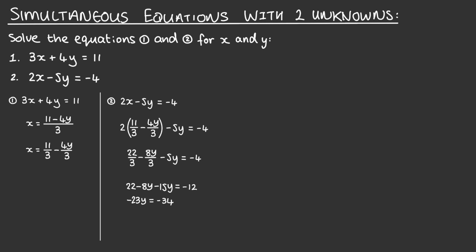But we don't want to know what the value of minus 23y is. We want to know what the value of y is. So we divide both sides by minus 23. And by doing that, we end up with y is equal to 34 divided by 23.